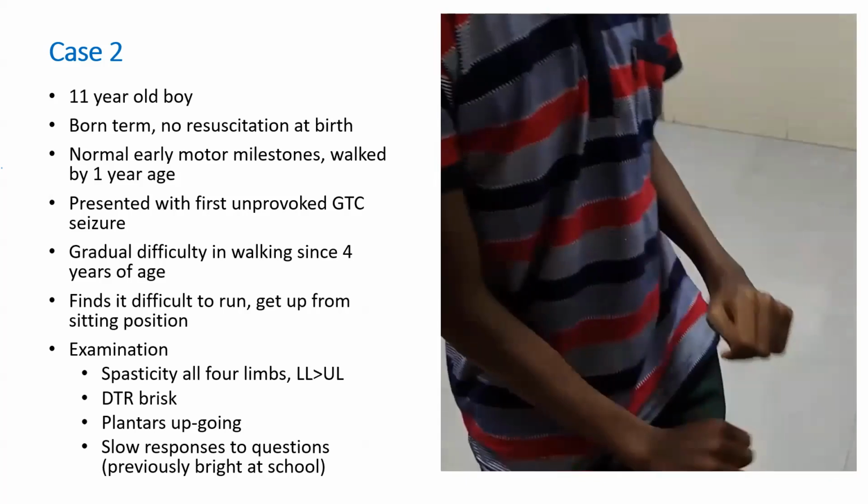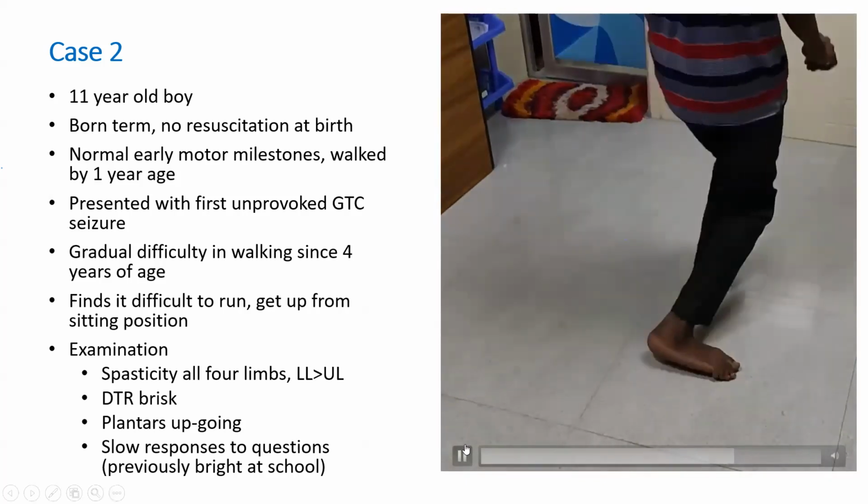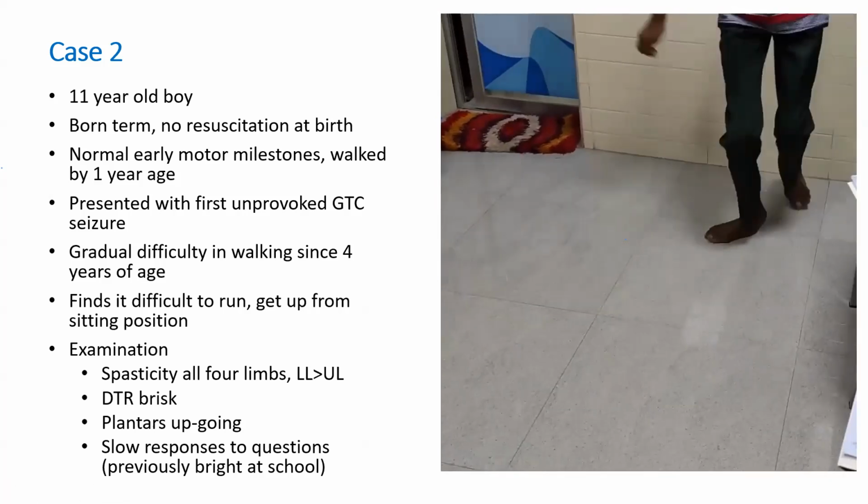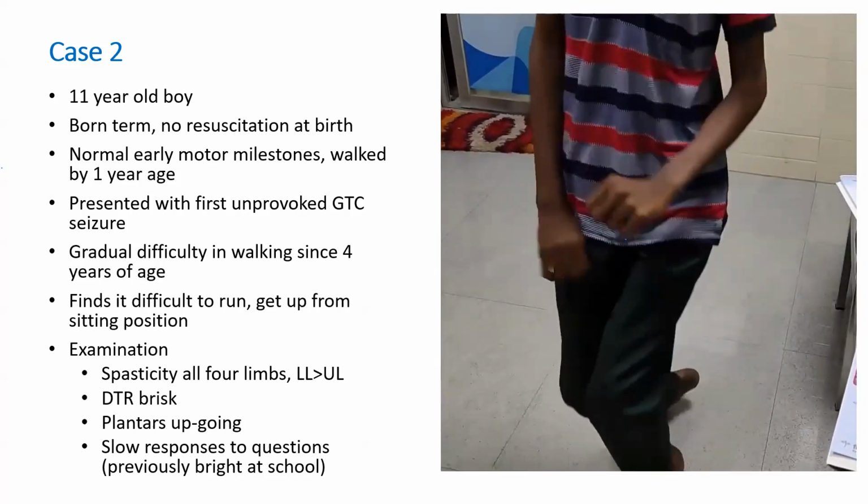So there is regression in walking pattern. That's what you say? Yes, absolutely. So he walked well at 1 year and then he's got regression.